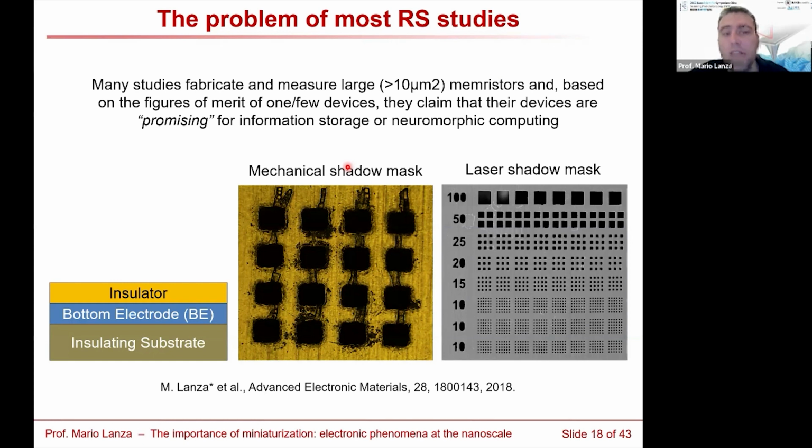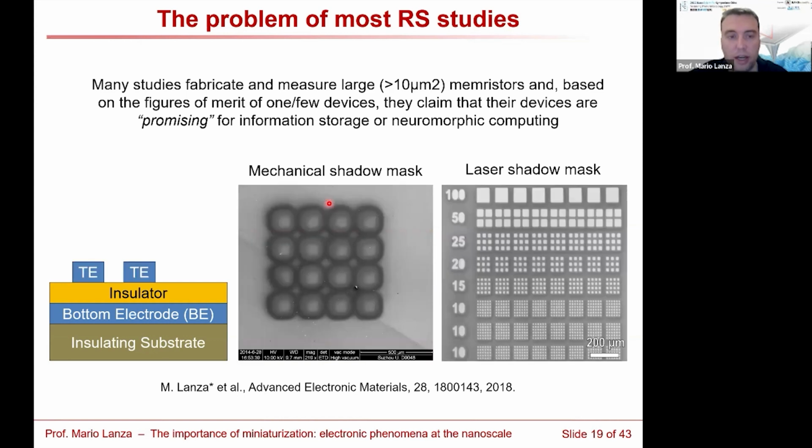So let me show you what most people do. It is something like this. They put an insulator on a sample that has a bottom electrode, and using a mechanical shadow mask, they pattern some electrodes. Some people use the laser pattern shadow mask. Actually, I used this when I started my group. And after you put the electrodes, this is what you get, okay? So with the mechanical shadow mask, this is a total disaster. With the laser pattern shadow mask, it's a little bit better.